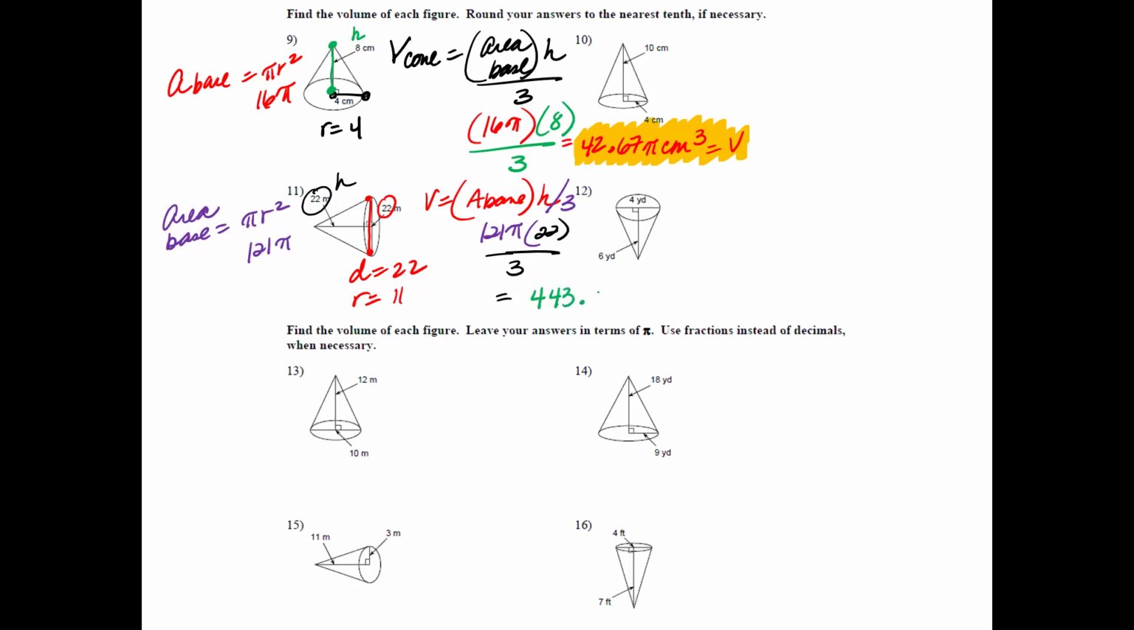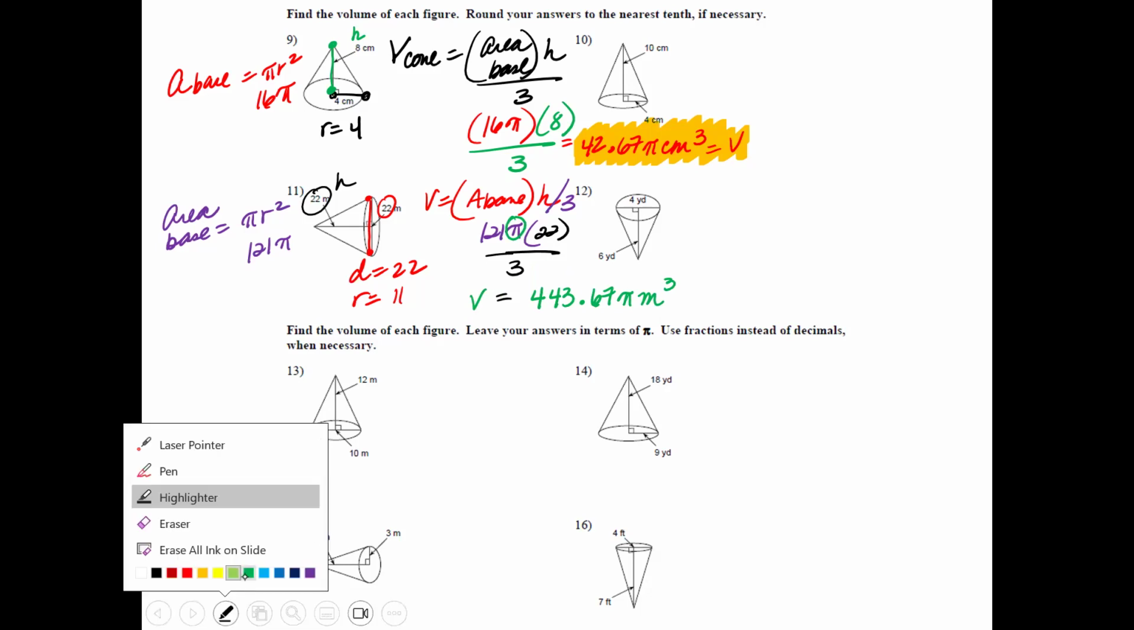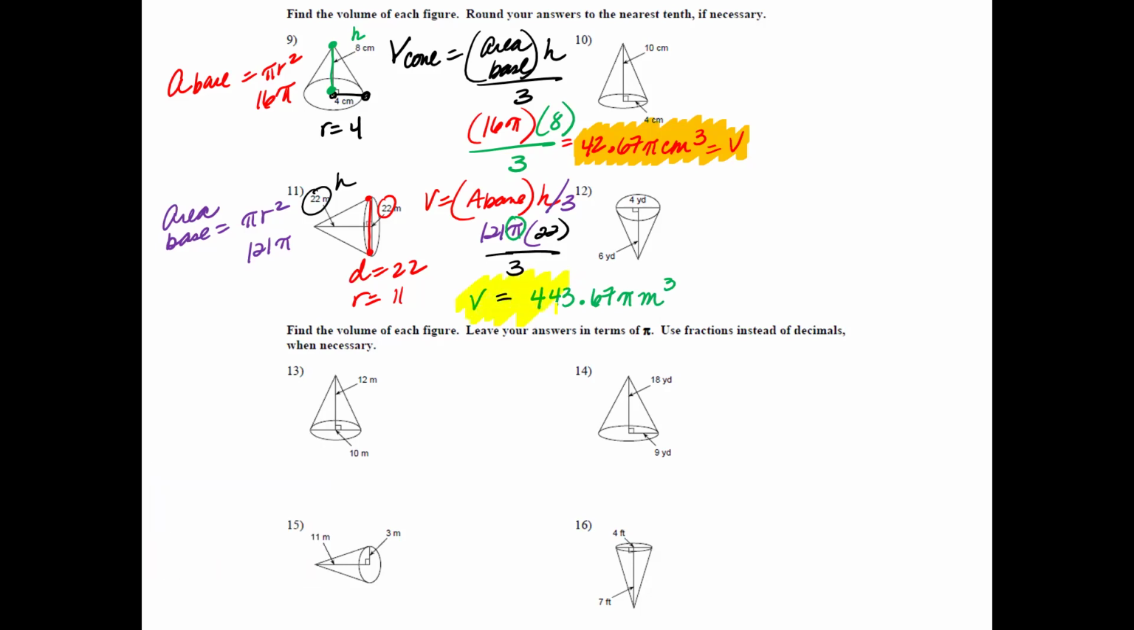443.67. Okay, don't forget your pi, right? There's a pi right there. What's your unit? Cubed. You're finding the volume. Volume is cubed. All right, I want you to do the last 4 by yourself, or the last 2, 4, 6 by yourself. Can you do that?